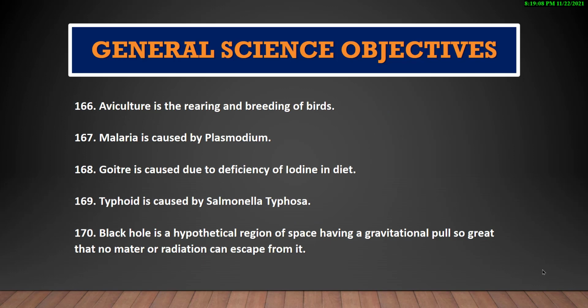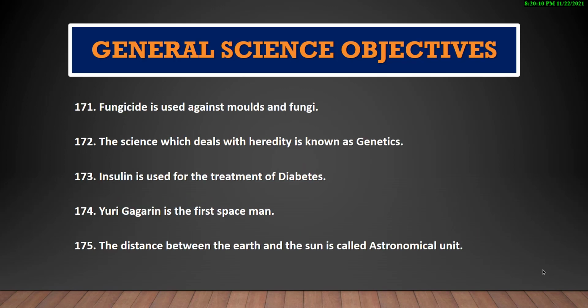Malaria is caused by Plasmodium. Goiter is caused due to deficiency of iodine in the diet. Typhoid is caused by Salmonella typhosa. Black hole is a hypothetical region of space having a gravitational pull so great that no matter or radiation can escape from it. Fungicide is used against molds and fungi.